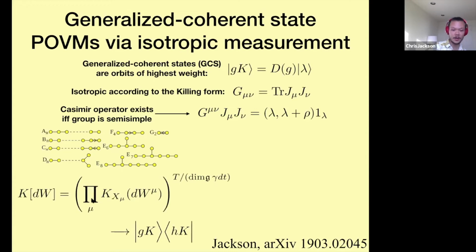And this is the corresponding isotropic measurement. So here, oh, I'm so sorry. These X mu's are supposed to be the same thing as J mu's. The J's or the X's being a basis for the Lie algebra of the group you're representing. And just like in the spin coherent state case, these isotropic measurements have the following density, which is that they are always a tensor product of a generalized coherent ket with a generalized coherent bra.